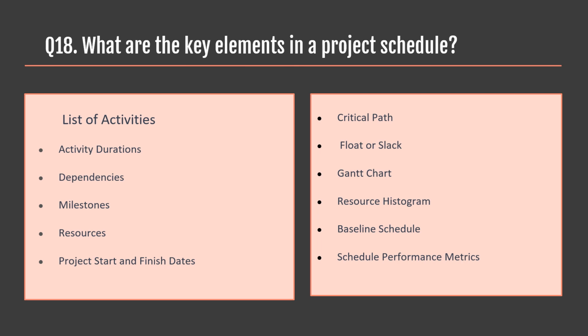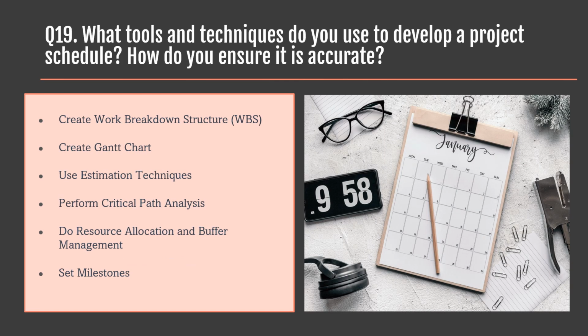Baseline schedule. She used the original approved version of the project schedule as a reference point for measuring and managing project progress. Schedule performance metrics. Mary jotted down the metrics such as schedule variance (SV) and schedule performance index (SPI) that indicated how well the project was adhering to the schedule and meeting deadlines. By including these key elements in a project schedule, Mary effectively planned, executed, and controlled projects, ensuring successful and timely project completion.